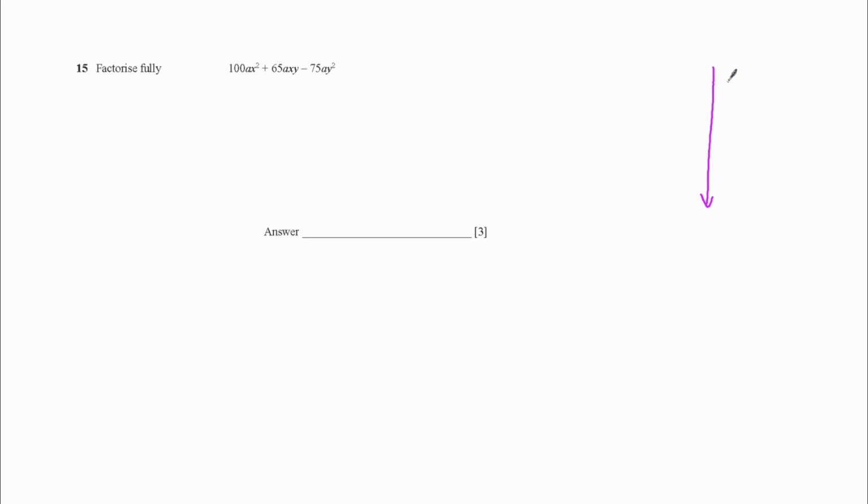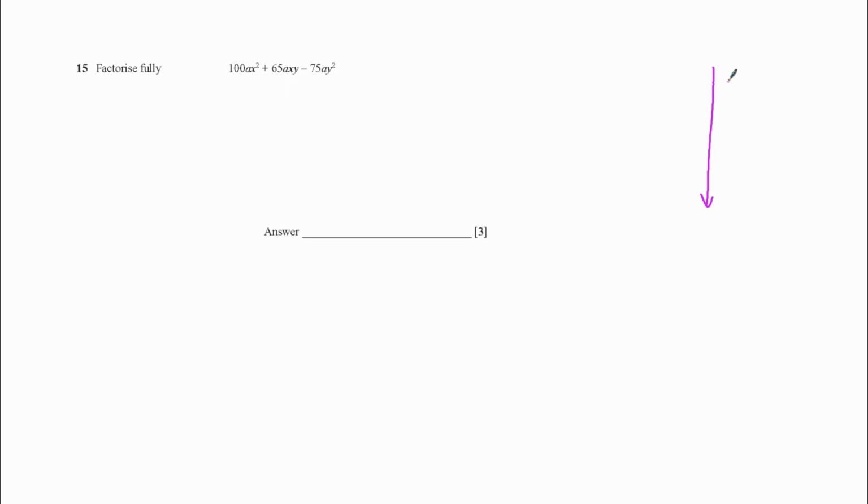Coming in here, if I want to look at common terms between 100, 65 and 75, the first number that comes to my head, and I know that all of them are divisible by, is 5. And then we have ax squared, axy, and ay squared. So a is definitely the same term in all of them, a common term. x is not a common term because that is not on the third one. And basically y also is not a common term.